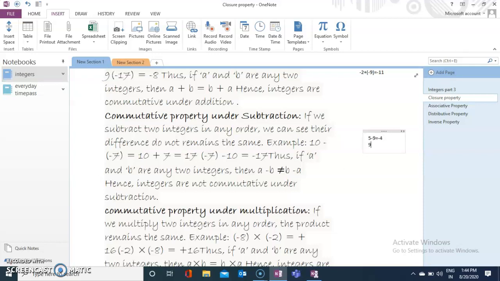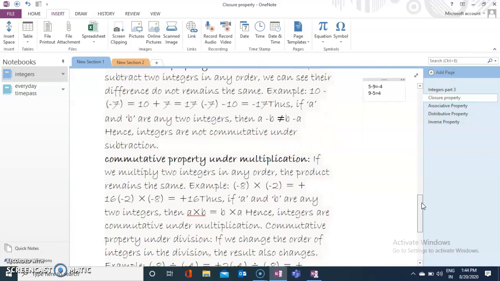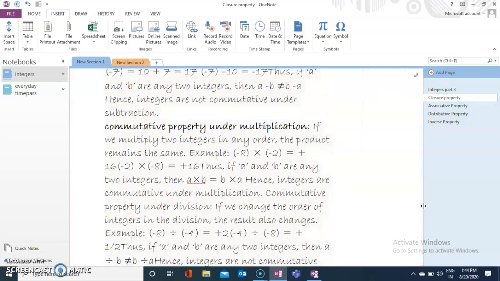9 minus 5 is equal to 4. Hence, if a and b are two integers, then a minus b is not equal to b minus a. So hence integers are not commutative under subtraction. My signs also matter, okay? Don't feel like only one minus sign is not there, right? No, it makes a very big difference.